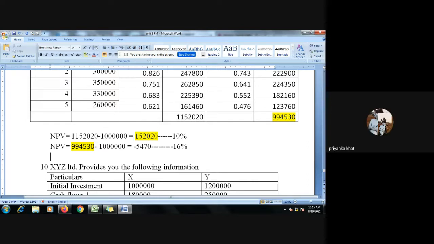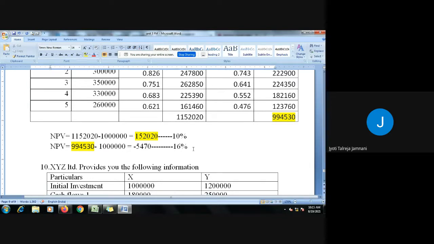Yes, 10% is lower. It is not necessary that your base rate should be the higher one. Out of the two, in mathematics, normal common sense, whichever is the higher number, we take it as the higher rate, and whichever is the lower number, we take it as the lower rate.